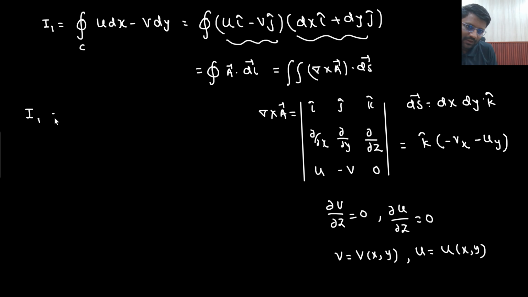So I1 is coming out to be, what is del cross A?